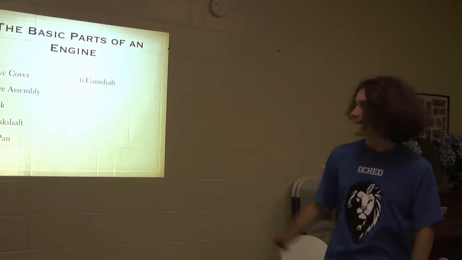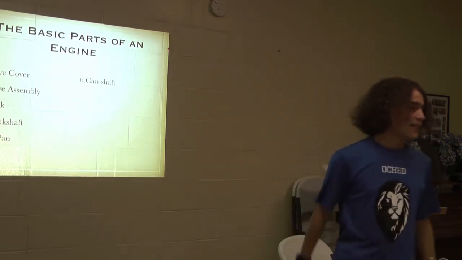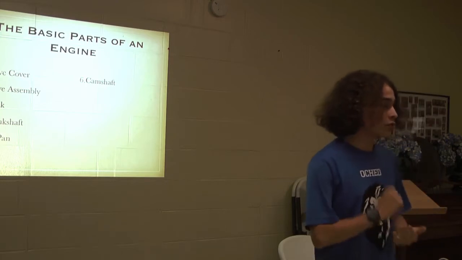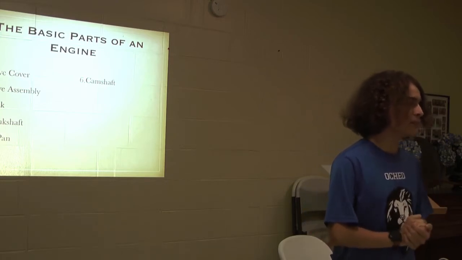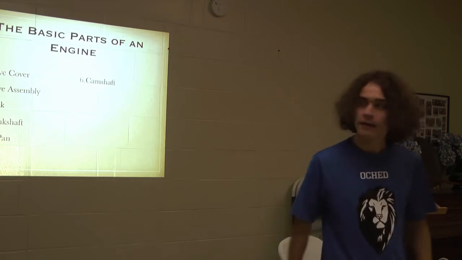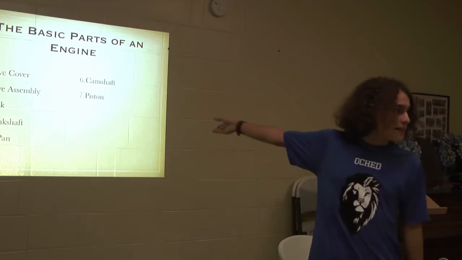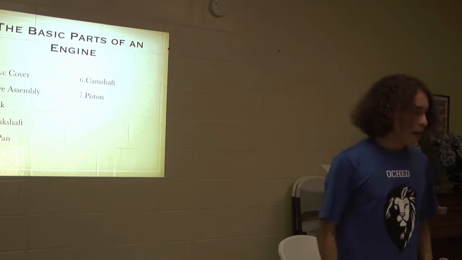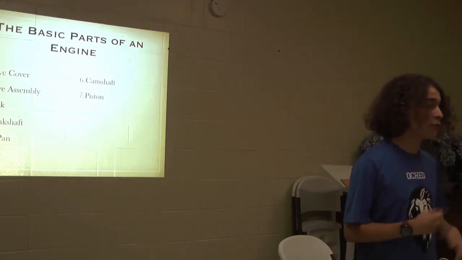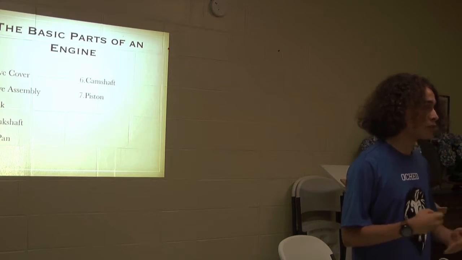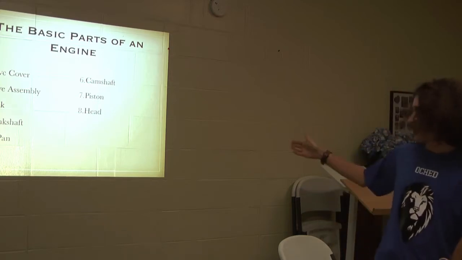Number 6. Camshaft. Now the camshaft is what controls the valves and is linked up to the crankshaft by a timing belt or chain. 7. Pistons. Alrighty, good. Now the pistons are the things that you see in the movies going up and down, where the explosions happen. Number 8.